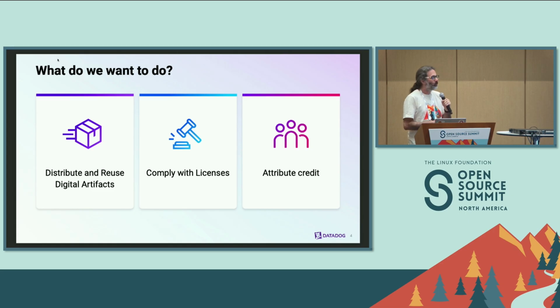So what do we want to do? We want to distribute digital artifacts. It could be software, it could be assets, it could be sounds, or any other thing. It's not specific to code only. And we want to comply with the licenses attached to this. We want to reuse things that others did. They put a license to it. We want to comply. And some of those licenses have attribution requirements.